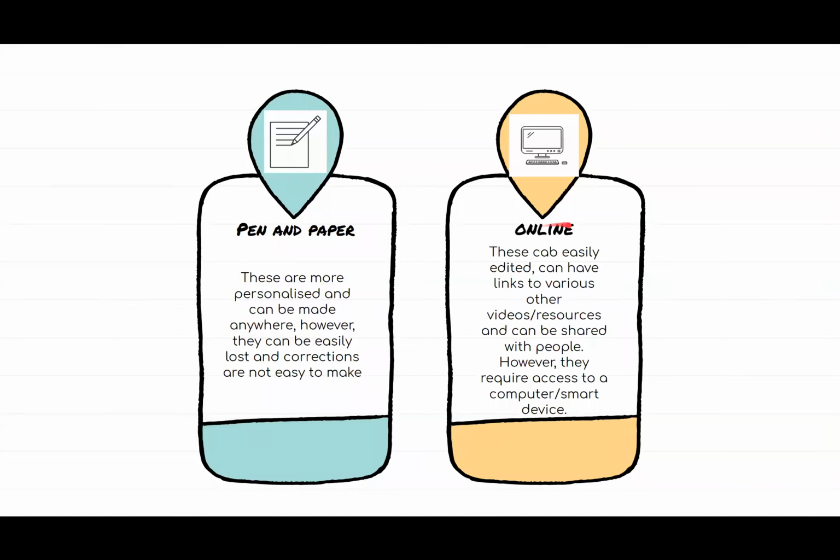The other way is to do it digitally or online. There are a lot of websites that will help you and enable you to create mind maps very easily online. These can be easily edited and they have links to various other videos or resources. And you can also share these very easily. You can email them or share them over social media very easily with other people. However, the only drawback is they require access to a computer or a smart device, and in some cases, even an internet connection.